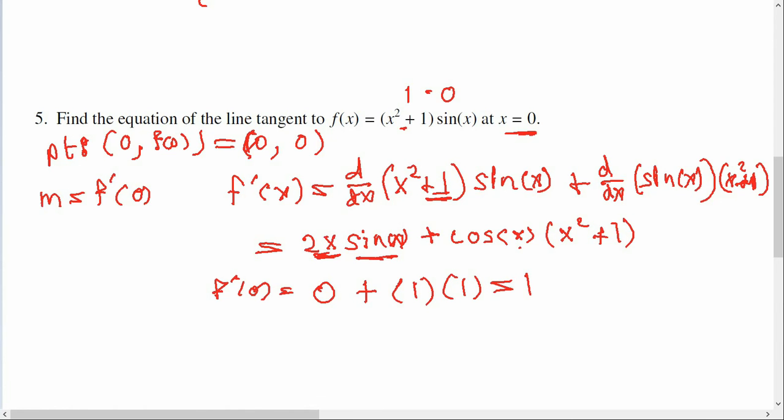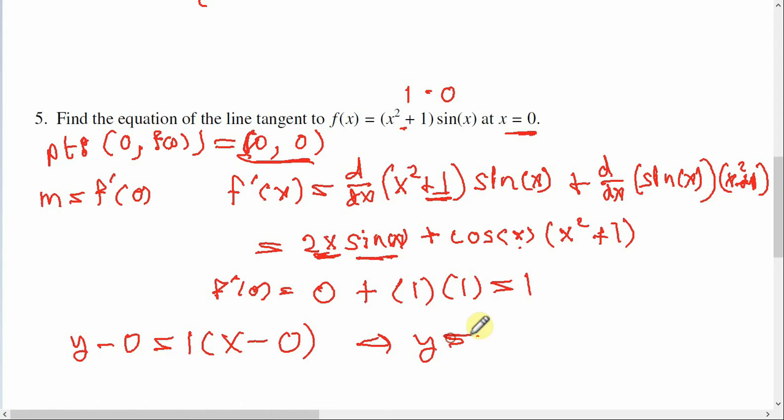So it turns out that I have the line with slope 1 passing through this point. Well, the equation is going to be y minus the y coordinate equals the slope times x minus the x coordinate. That just ends up being y equals x. So y equals x was what I was asked to find, the tangent line.